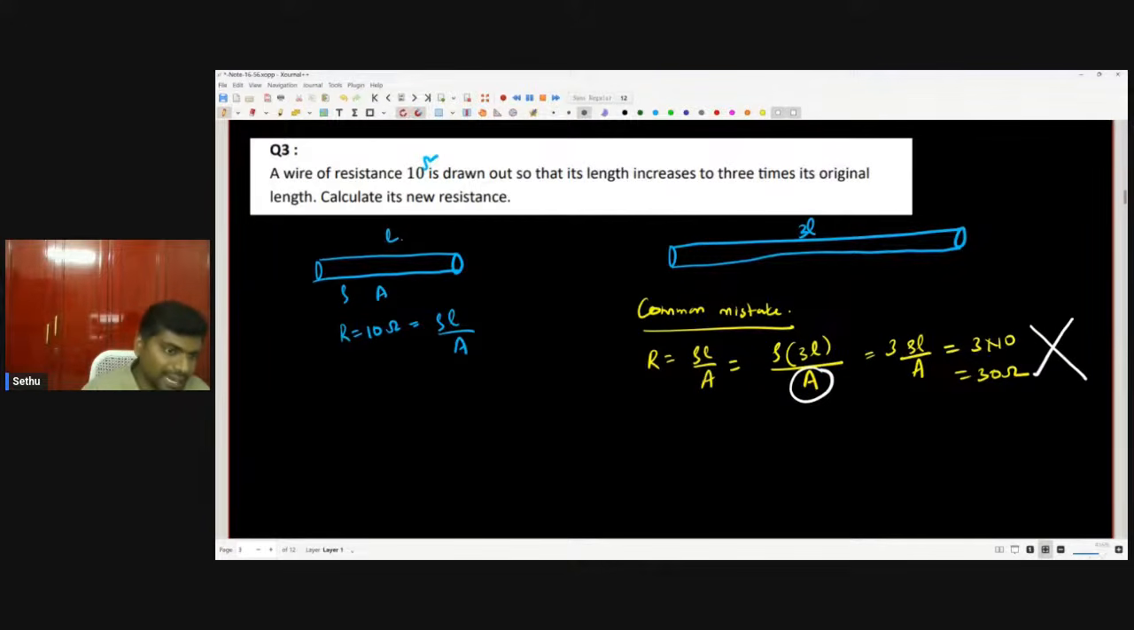So for example, here I'll make it L0, A0. Here also, let us say this is 3L0, and the original is L0, A0. Otherwise, it will be confusing. R is equal to rho L upon A.